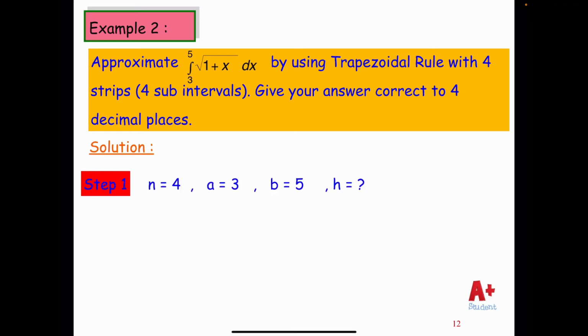So step 1, make sure you write down your n, your a, and your b. So for this example 2, our n, number of strips, equals to 4. And then our a, lower limit, is equal to 3. And then b, upper limit, equals to 5. So we need to find the value of h first. You can find the value of h by using the formula b minus a over n. Therefore, 5 minus 3 over 4 equals to 0.5.